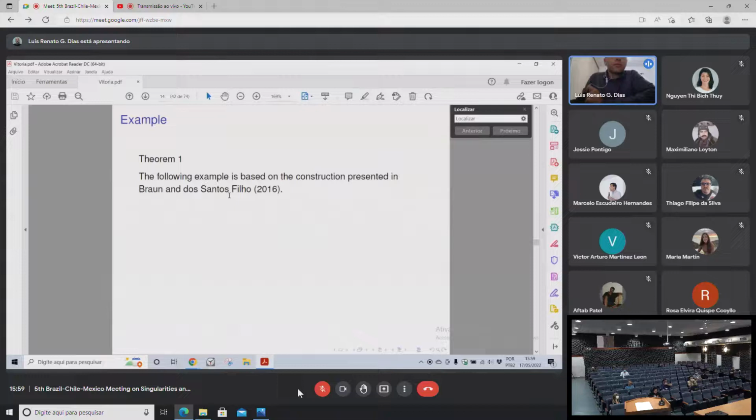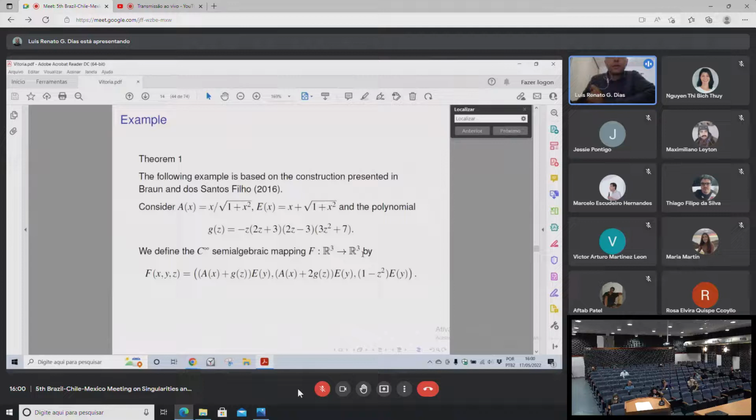We consider in our example these three semi-algebraic functions, a(x), e(x), and the polynomial function g(z), like that. Then you take the semi-algebraic map F from R^3 to R^3, defined by this expression. Then this mapping is a non-singular mapping. You can compute the determinant of the Jacobian matrix of F. F is a non-singular semi-algebraic mapping.